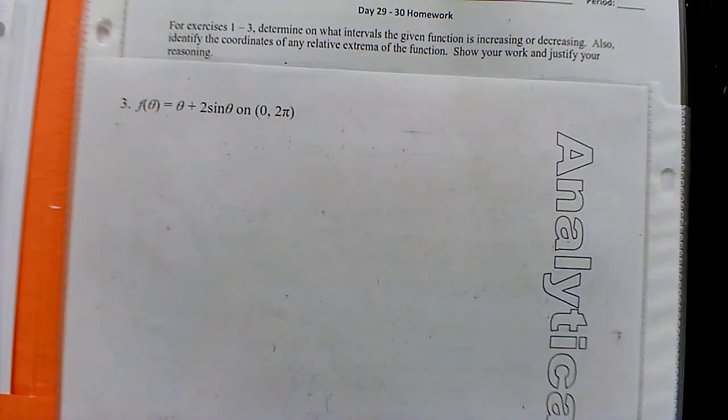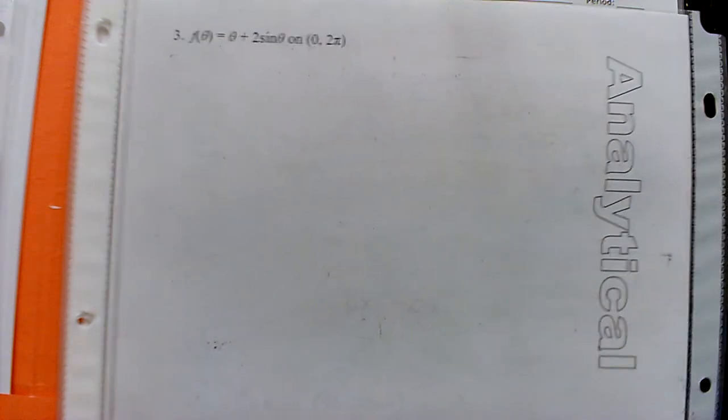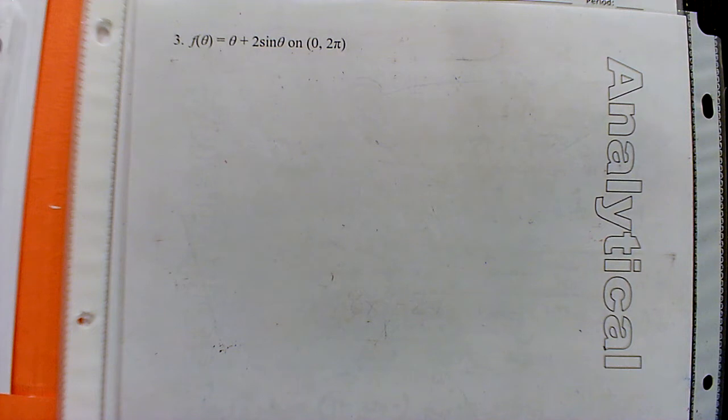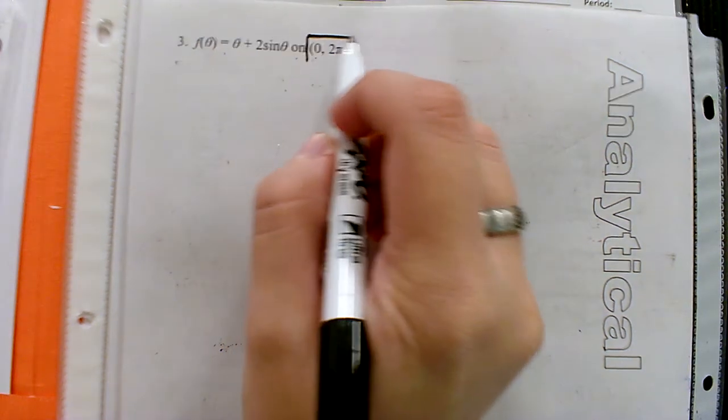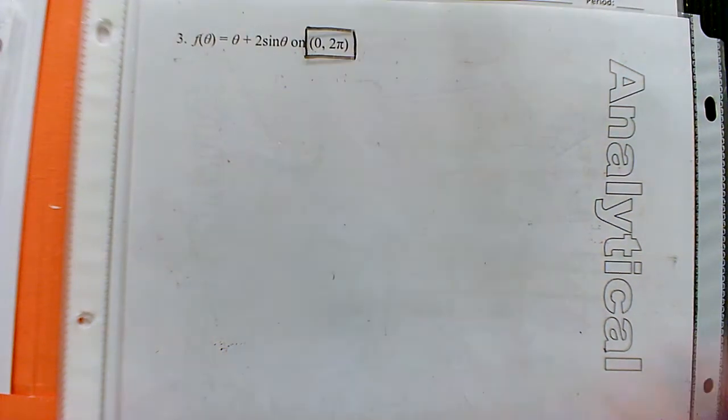Alright. Let's try a trig one. Alright, so for this one, trig functions, they are all real numbers because if you think about sine or cosine, they're the waves, so they do go all the way to the left, all the way to the right. But in this case, they're giving us a particular interval to work with from 0 to 2 pi. So we'll see how that comes into play when we talk about developing the chart.